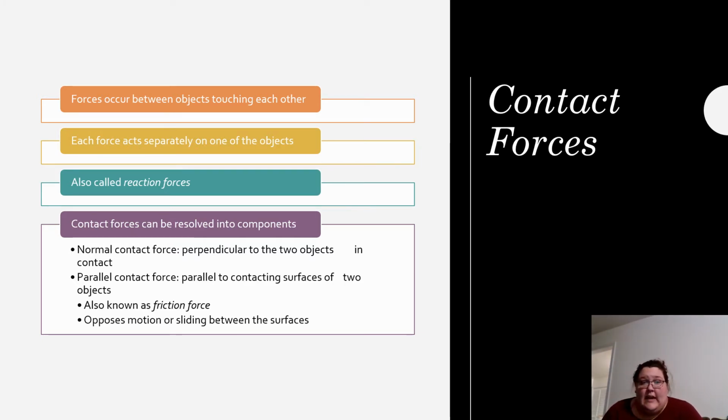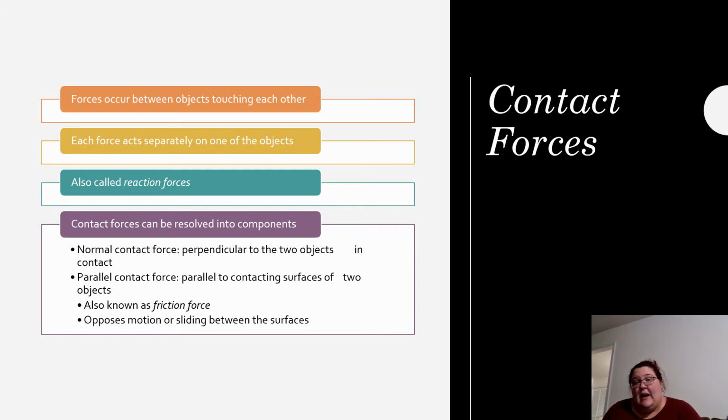All right, looking at our contact forces, these are when two objects are going to touch each other. They're going to act separately on this object. We call this a reaction force. So contact forces can be resolved into their components. So a normal contact force tends to be perpendicular to the two objects in contact. So basically I have a pen, and then if I were to contact it, I'd run perpendicular and it would go straight up. So if I were to hit the pen, it would just go straight up. All right.